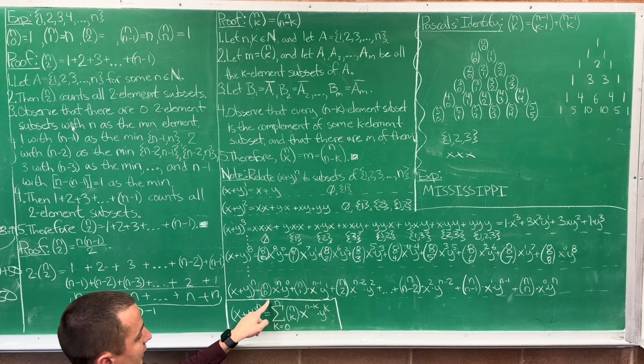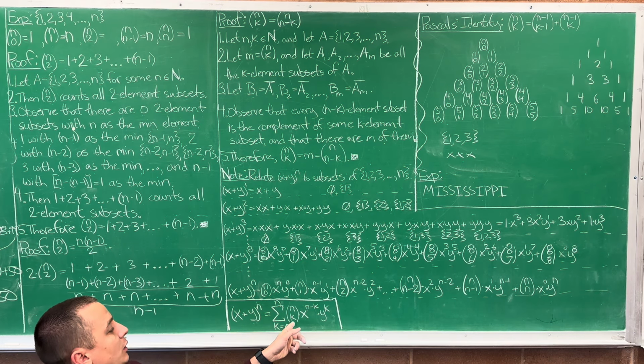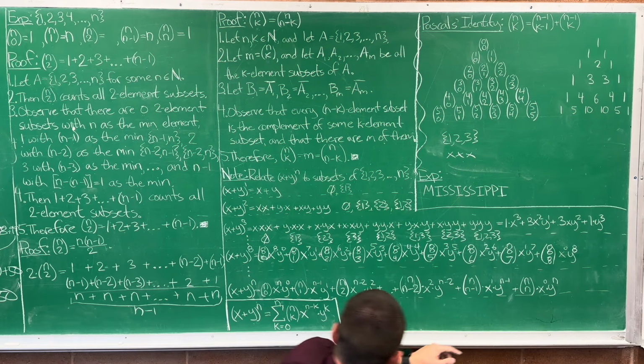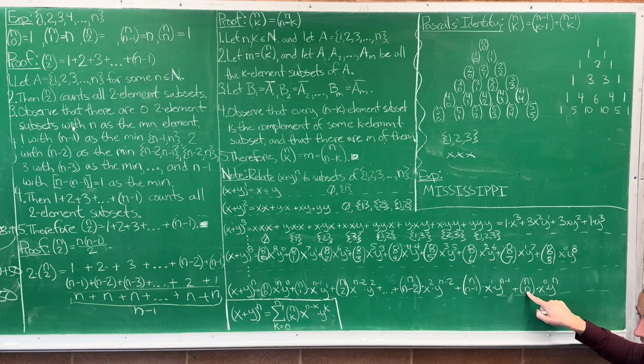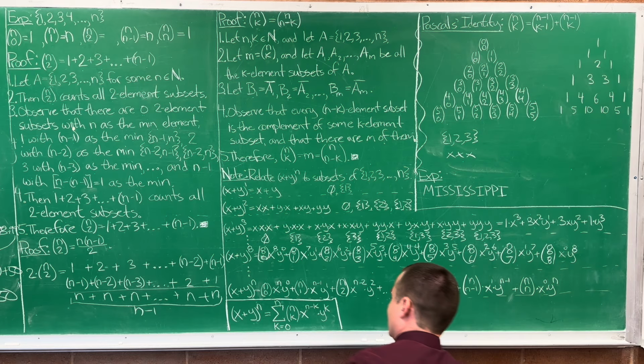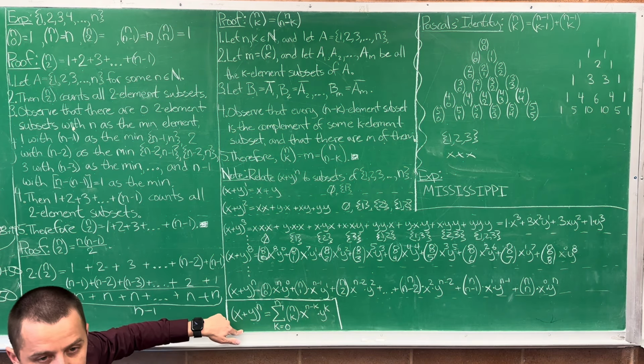Keep plugging in until you get to whatever that n is. So your last term is what you get when you replace all your k's with n's. So you end up with n choose n, replace the k with an n, times x to the n minus n is 0, times y to the n. See that? So that's the formula that your book has written there, and hopefully that formula makes sense now.